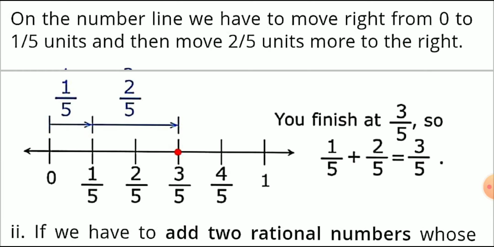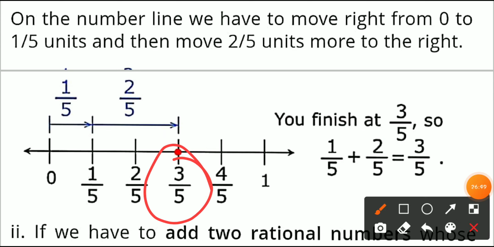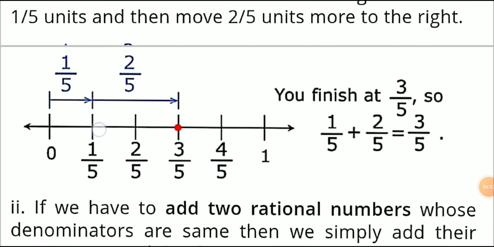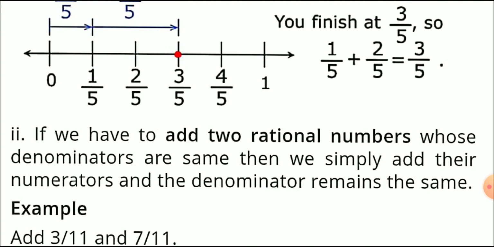You can see in this line 1 upon 5, then two more steps, 1 and 2, and you will see 3 upon 5. If we have to add two rational numbers whose denominators are the same, then we simply add their numerators and the denominator remains the same.